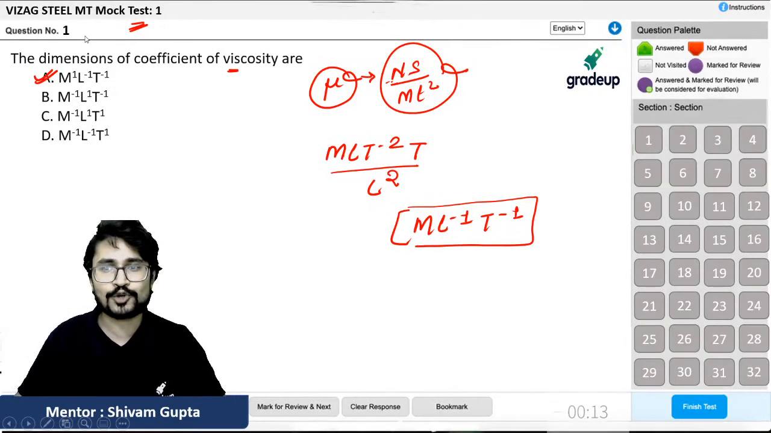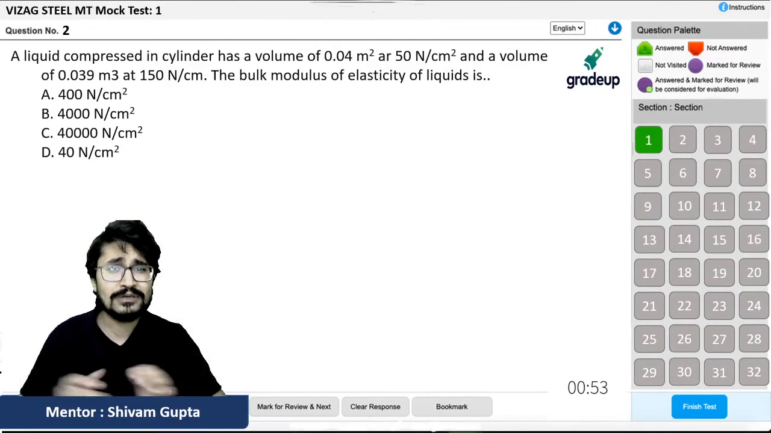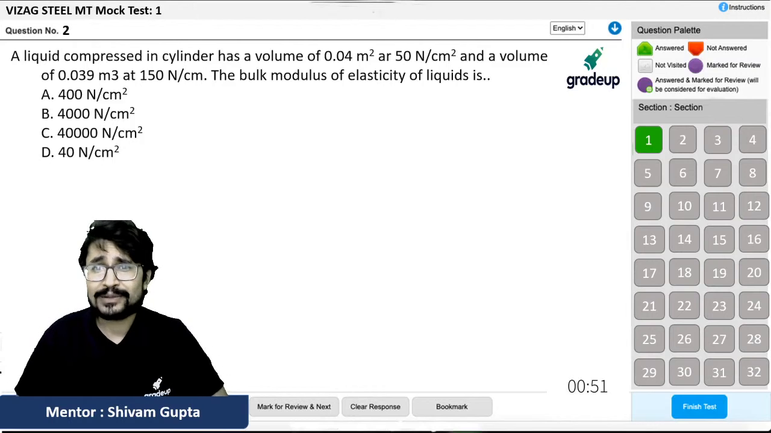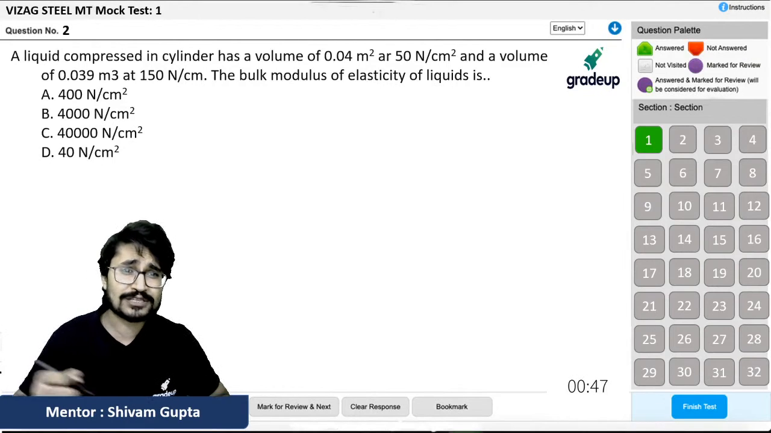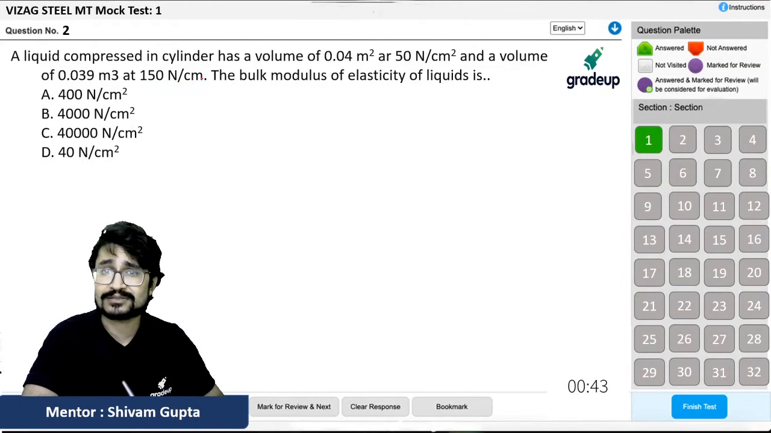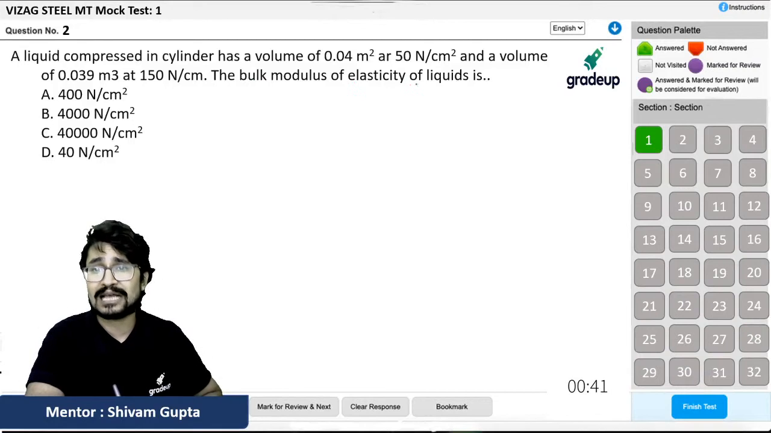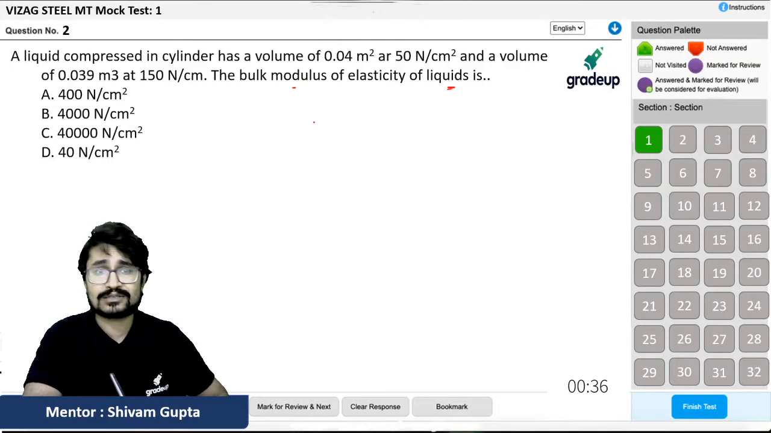Okay. So the next question on your screen is: a liquid compressed in a cylinder has a volume of 0.04 meter cube at 50 Newton per centimeter square and a volume of 0.039 meter cube at 115 Newton per centimeter square. Then the bulk modulus of elasticity of the liquid will be?